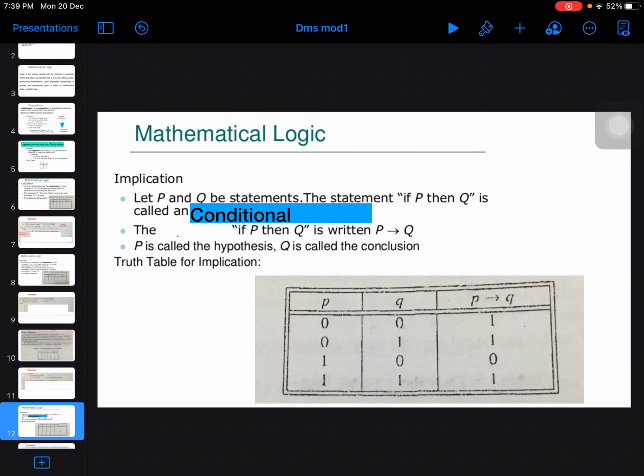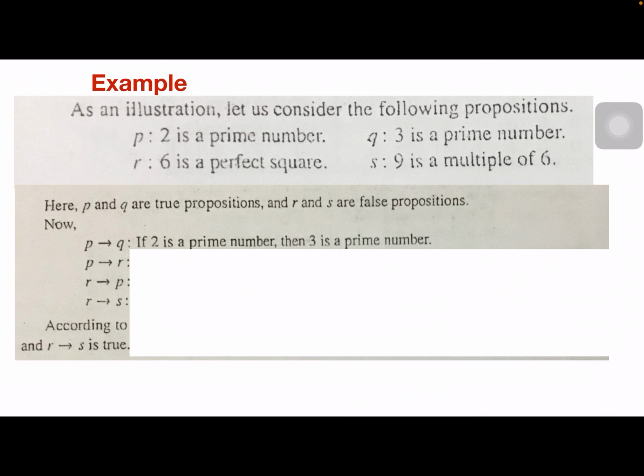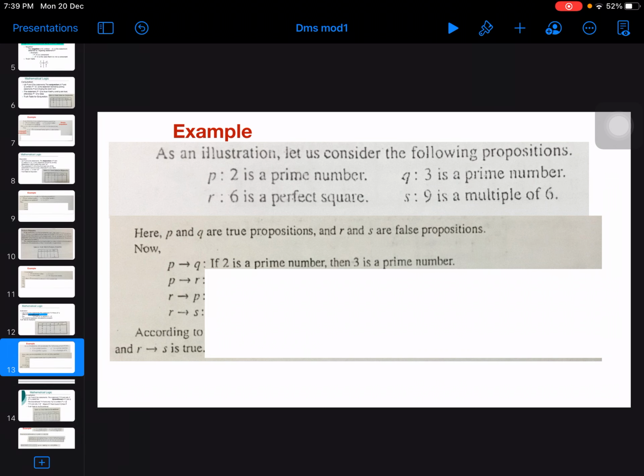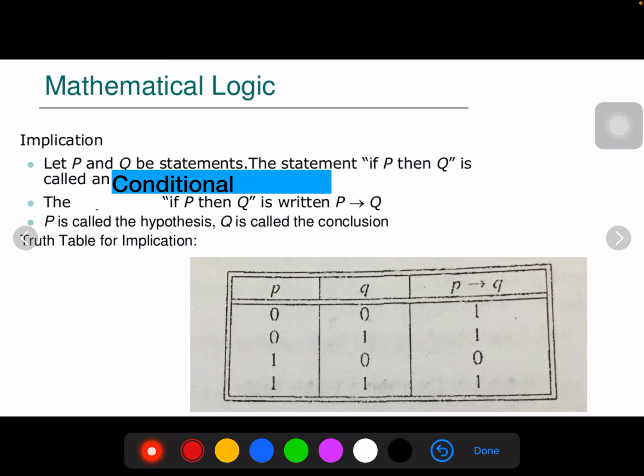In today's class, we'll understand what is meant by conditional or implication connectives. Let us consider any two statements, P and Q. The statement P and Q can be written using implication or conditional connectives with the keyword if, then between P and Q. If at the beginning of P, then the keyword between P and Q.